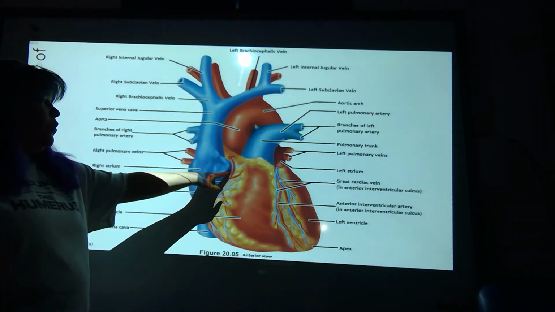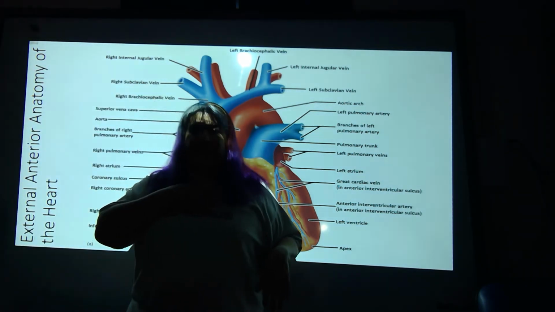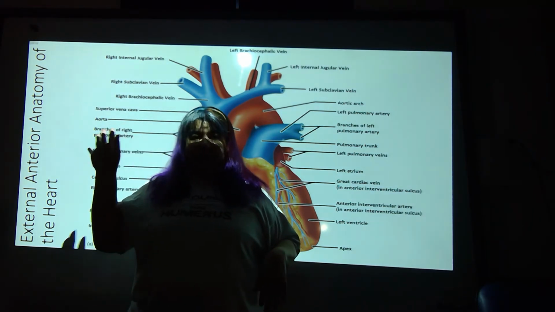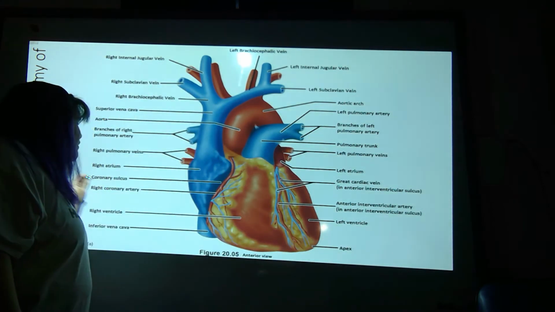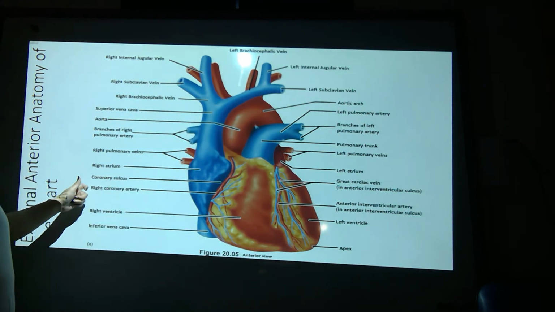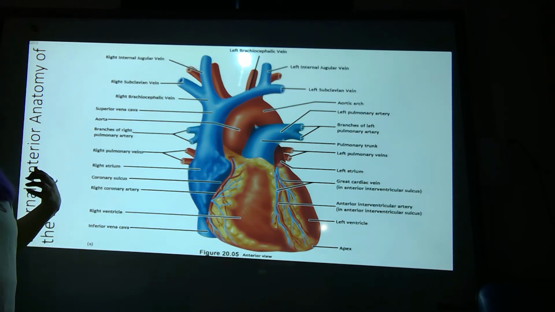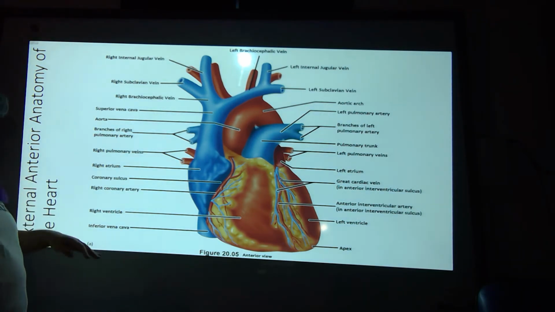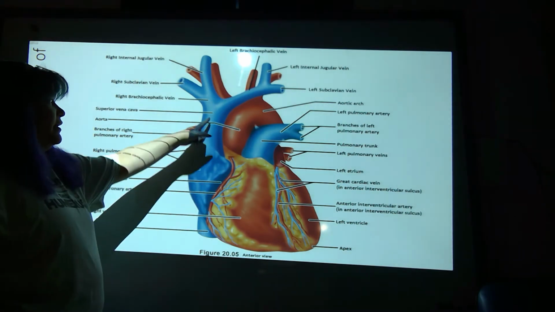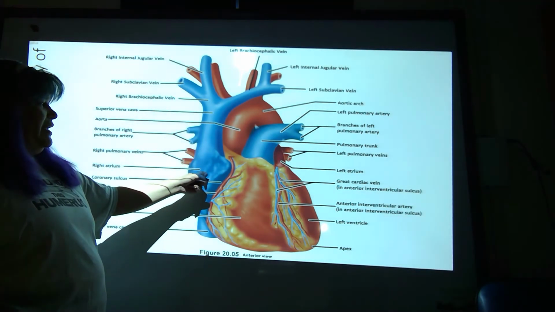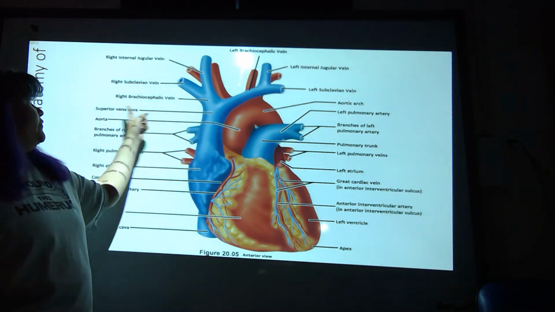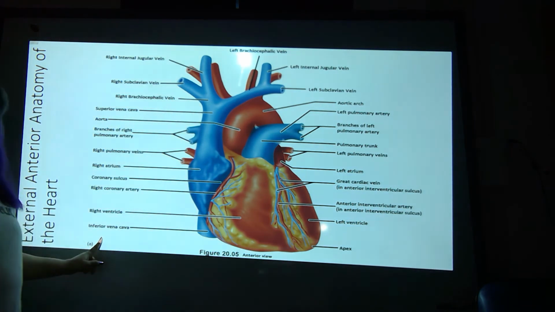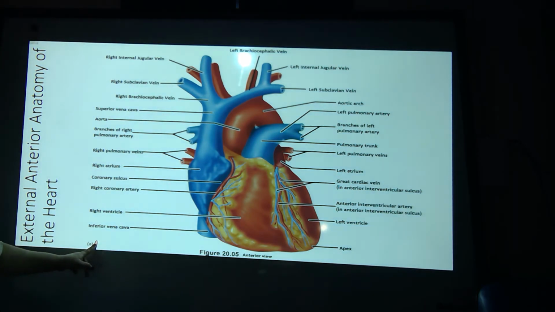So you've got the right coronary artery. Remember, if this is sitting in my chest, this is going to be right, this is going to be left, okay? So I've got the right coronary artery. We talked about those coronary arteries coming out and supplying the heart with oxygenated blood. We also have these big vessels that are draining into my right atrium. This is my superior vena cava. This is my inferior vena cava, okay?